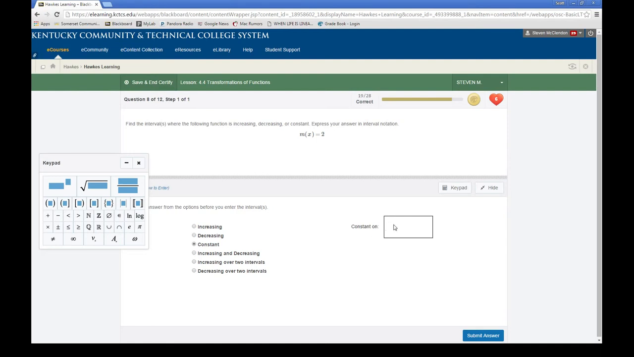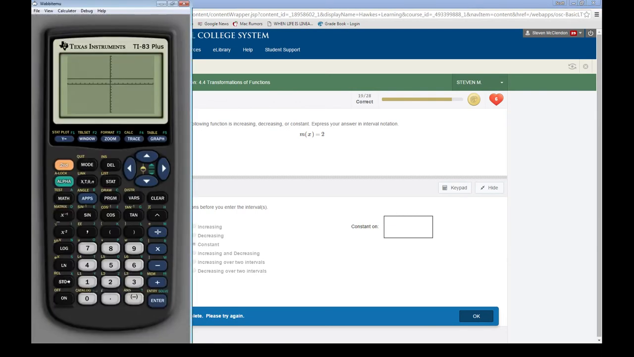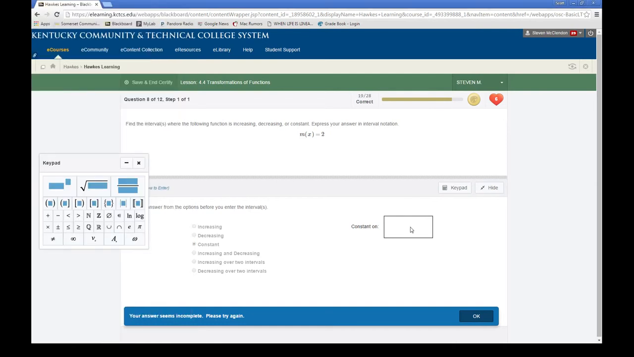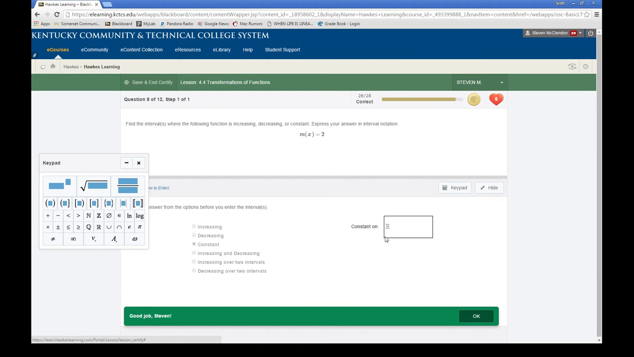And what is it constant on? Well, it's constant along, oh shoot, it's not complete. Okay, good. It's constant along the whole x-axis. It's constant along all the x's. I could have done negative infinity to positive infinity, but that works too.